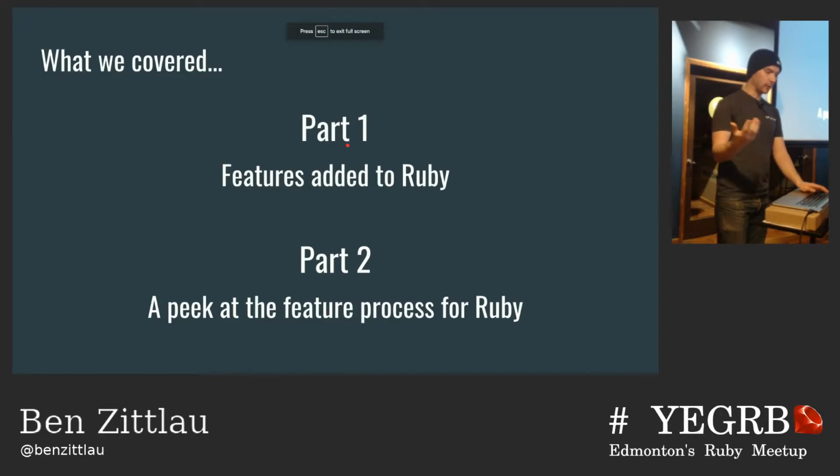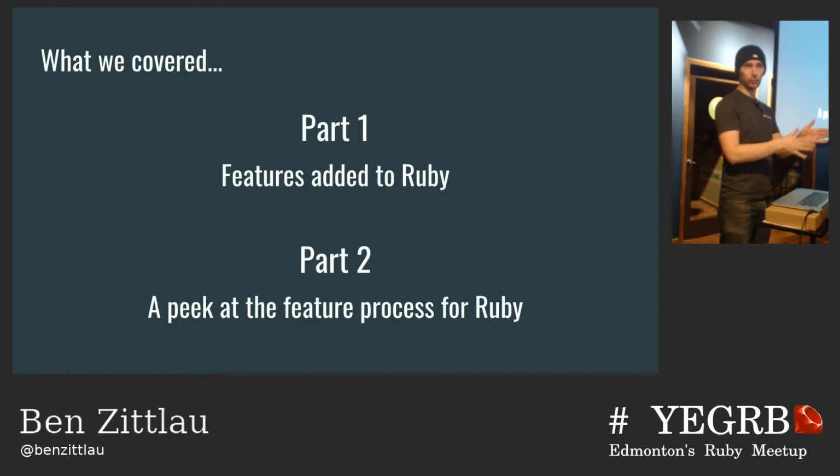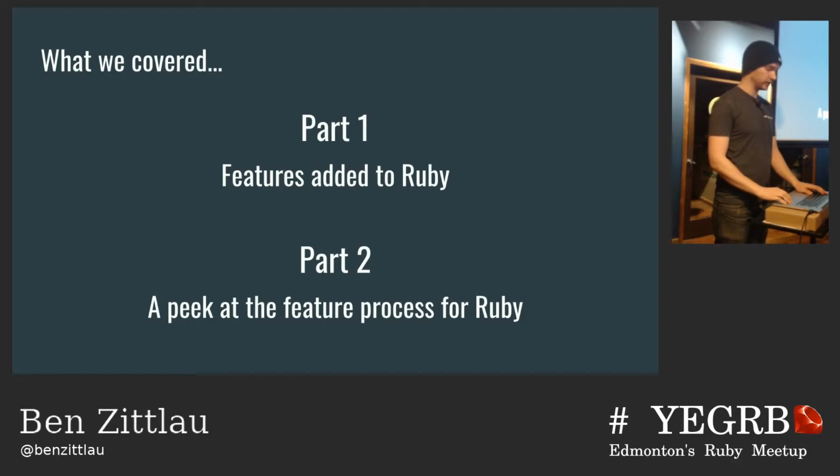Just to summarize what I went through. Again, in part one, we looked at what happened since the last Jaeger B, so in 2.4, 2.5, and 2.6. And then in the second part, we went through what that process looked like and took one example feature that recently landed and looked at the path, the journey that feature went through.